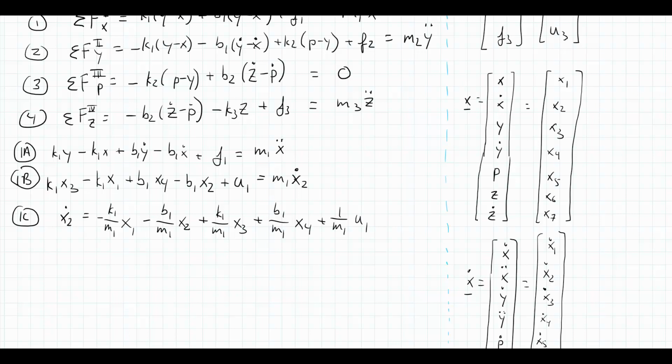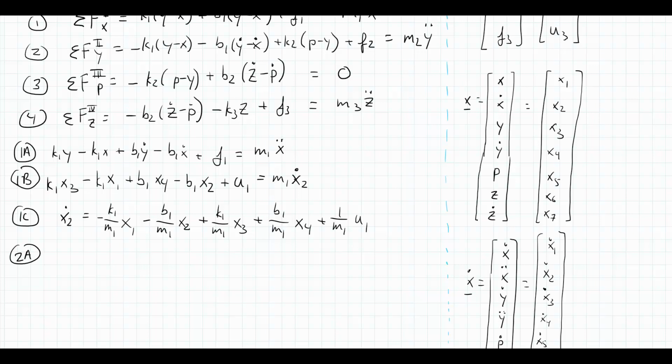I have a full expression for x2 dot at this time. And I have grouped coefficients in front of my x terms and my u terms. In this case, they were fairly straightforward, but they'll get more complex as I get to the degrees of freedom that were neighboring other degrees of freedom. So let's look at 2a.